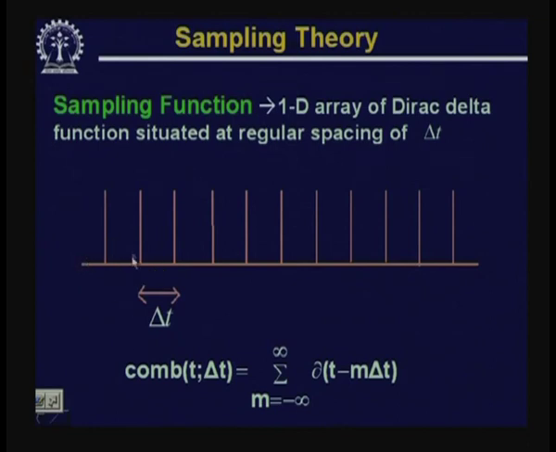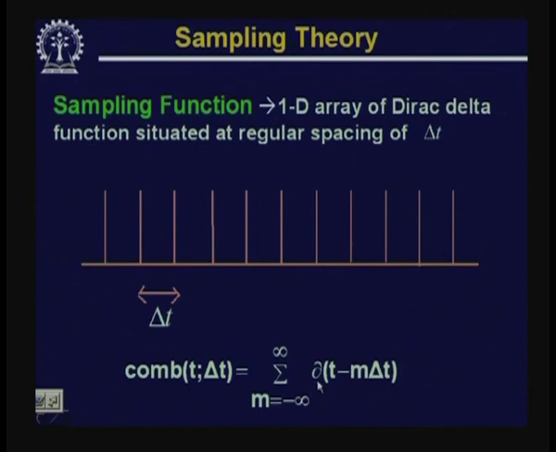Each of these is a sequence of Dirac delta functions, and the spacing between two delta functions is delta t. In short, this kind of function is represented by a comb function of t at an interval of delta t, and mathematically this comb function can be represented as the sum of delta t minus m times delta t, where m varies from minus infinity to infinity. Now, this is the Dirac delta function. The Dirac delta function says that the functional value will be 1 whenever t equals 0, and 0 for all other values of t.